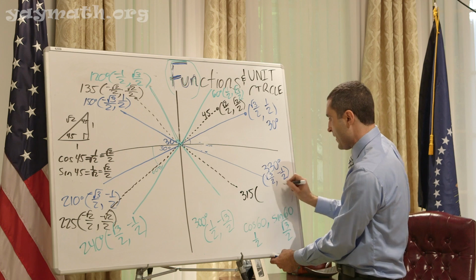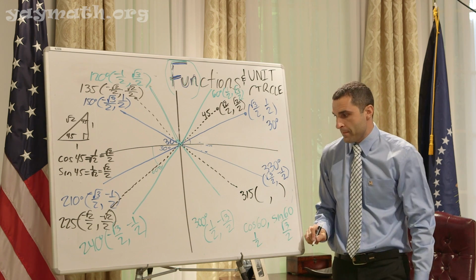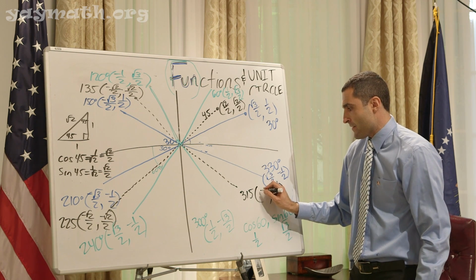All right, positive, negative. What is it? Negative, positive. What do you got? It's positive, negative. Yes, root 2 over 2.